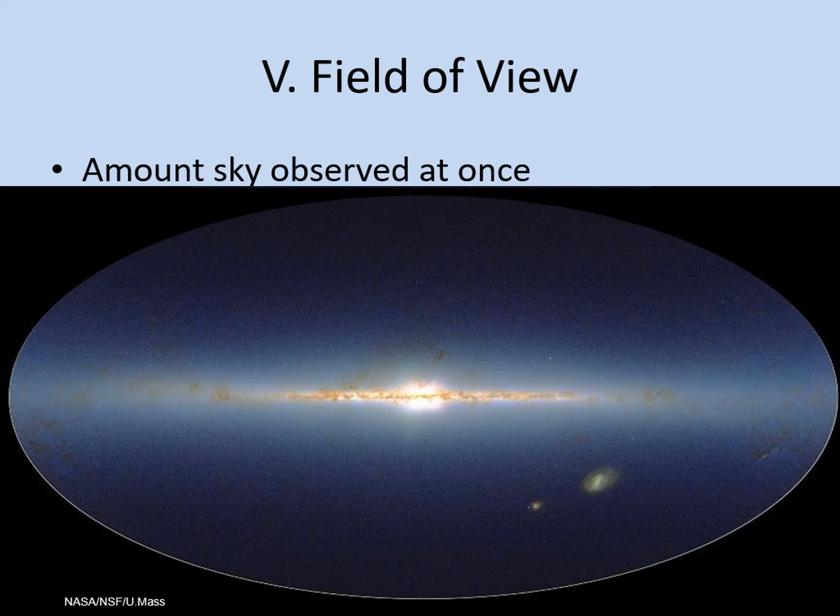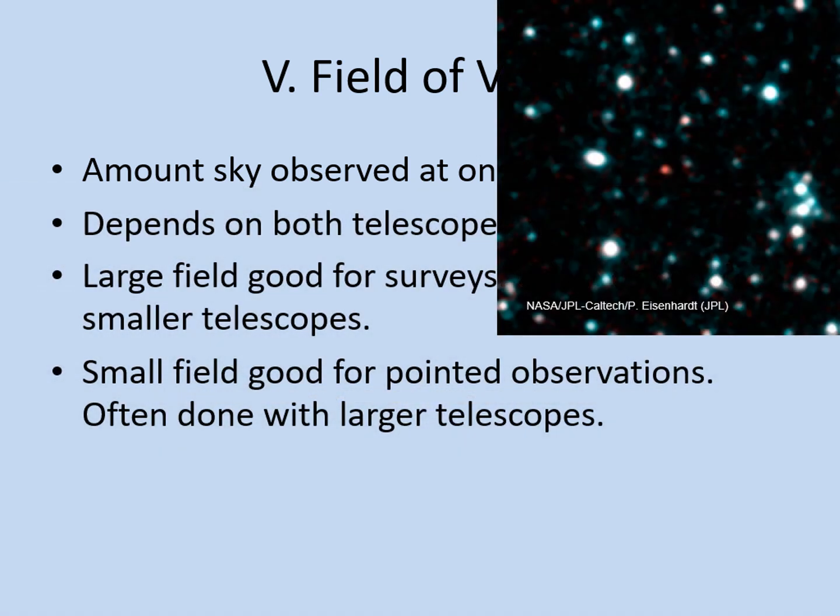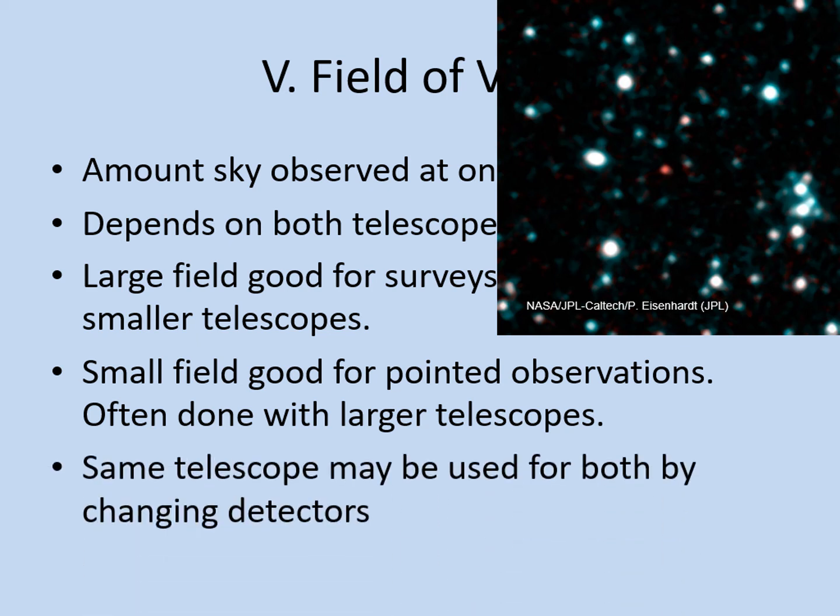angular resolution. However, a small field of view is useful for doing detailed observations on a single or a small number of objects. In this sort of pointed observation, the full resolution and light gathering ability of a large telescope can be used to give a detailed picture of what's going on in a small region of space, allowing us to study the properties of an object like this brown dwarf star. In some cases, the same telescope may be used for both types of observing if there's enough flexibility in the light paths used by the telescope and the range of different instruments that can be used with it.